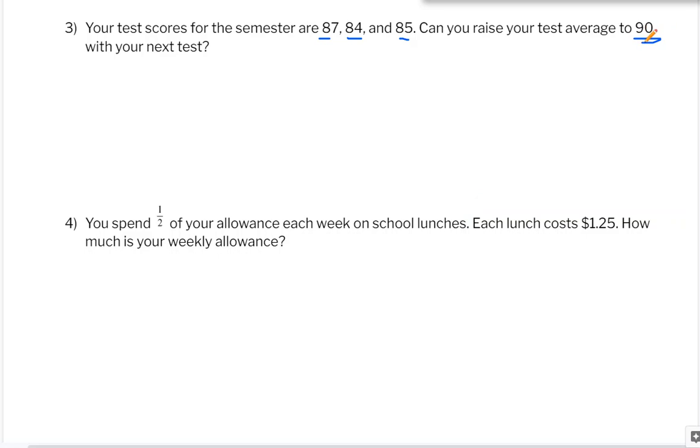You want your grade to be a 90, right? So we want our grade to equal 90. And we want to do it on our next test. So we already had 3 tests. We're going to have 1 more test, right? So let's set this up.